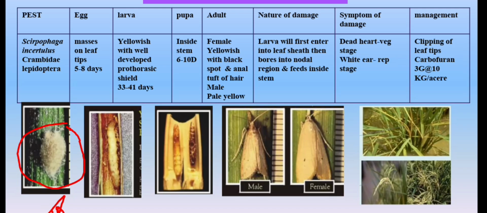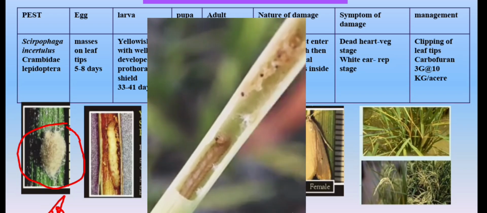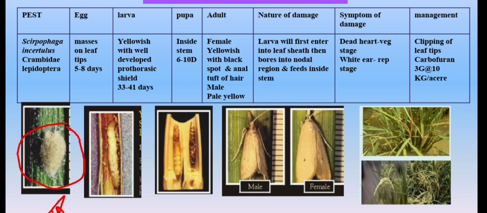And coming to the larva, here in the larva we need to generally remember how the larva will look. What is the color of the larva? Here the stem borer larva is yellowish in color with well developed prothoracic shield. So generally prothoracic shield, where it will be? After the head. After the head we can see the prothoracic shield, and here you can see the prothoracic shield is present, and the larval duration is 33 to 41 days. So generally a Lepidopteran larval duration will be for 1 month.